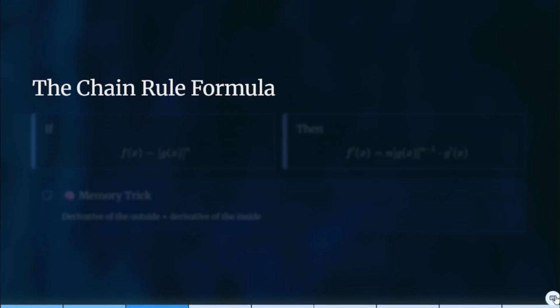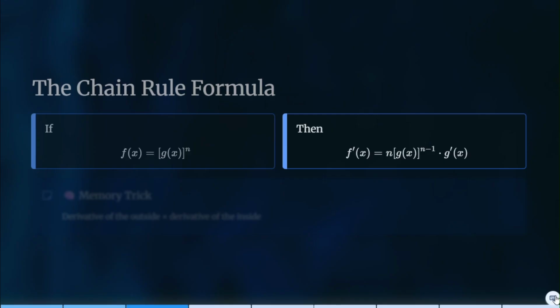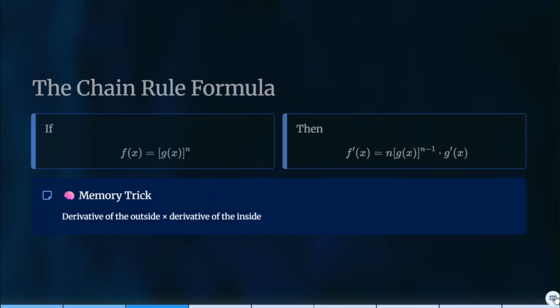Here's the chain rule formula. If f of x equals g of x raised to the power n, then its derivative f prime of x is equal to n times g of x to the power n minus 1 times g prime of x. Here's a memory trick. The derivative of the outside times the derivative of the inside.